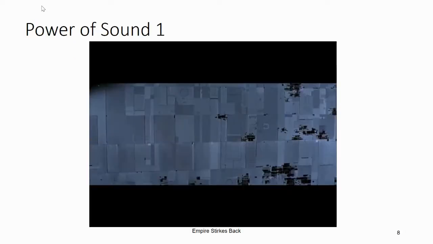Now, to illustrate how important sound is within a film, you're going to watch the same clip. Don't worry, when you watch it first time round, there's nothing wrong with your speakers or headphones. What I'd like you to do is think, which clip is more interesting?